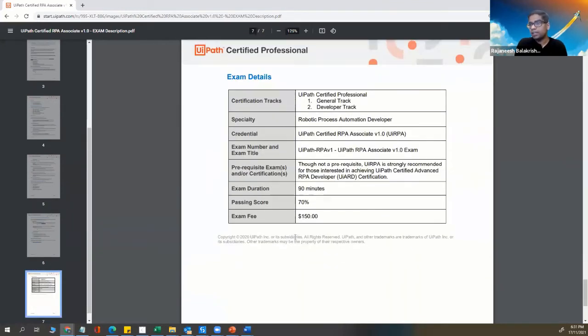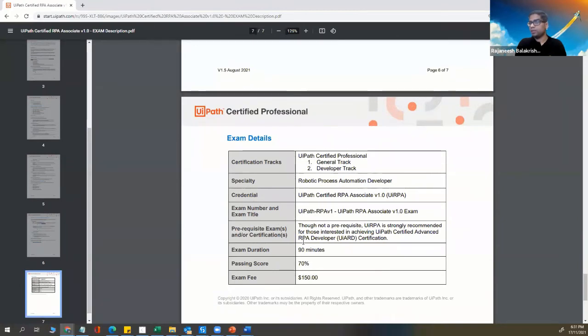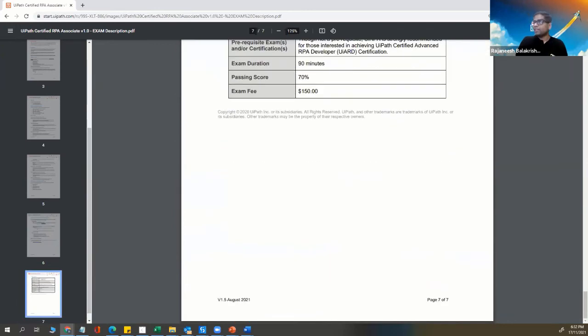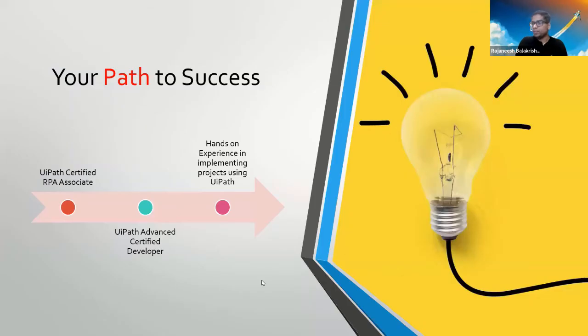And finally, as you know, it is a 90-minute exam, and the exam fee is $150. The best performer in this training session will be getting 50% off, as told by Weber. So let's be ready for that. I wish you all the best. You perform well and get that 50%.